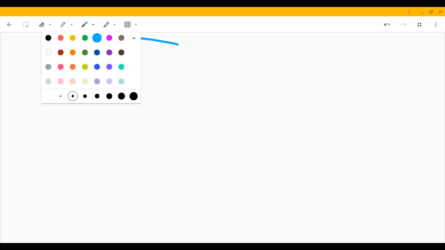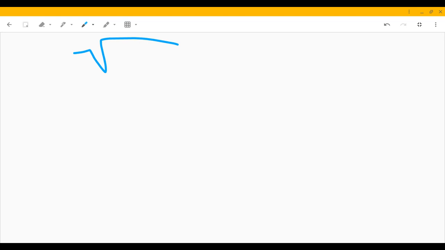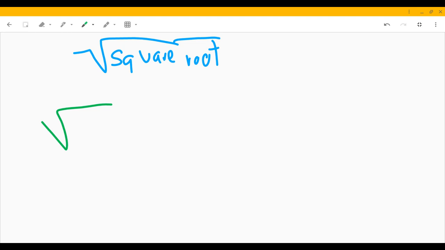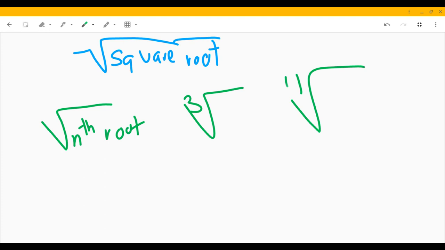So for this lesson, we're going to be talking about this specific symbol that I'm sure you've seen before. This will be known as square root. As you go more towards Algebra 2, you'll see that this symbol either represents square root or nth root. So for example, you might see the cube root of a number, the fourth root of a number, but we're just going to be focusing on square root.